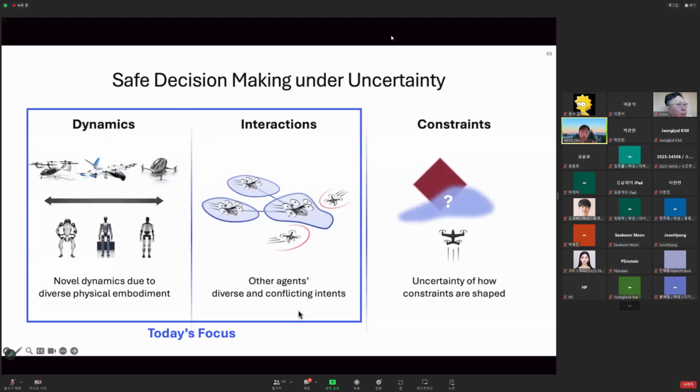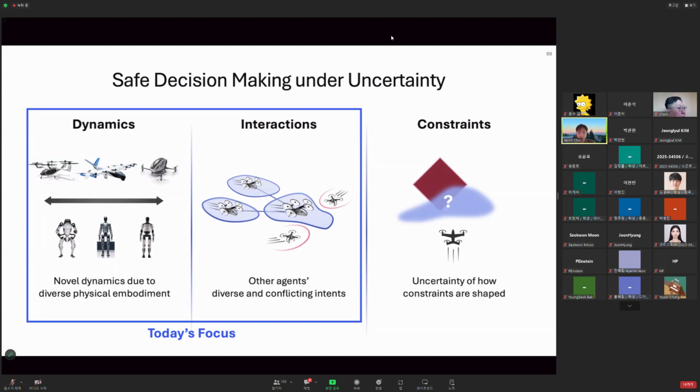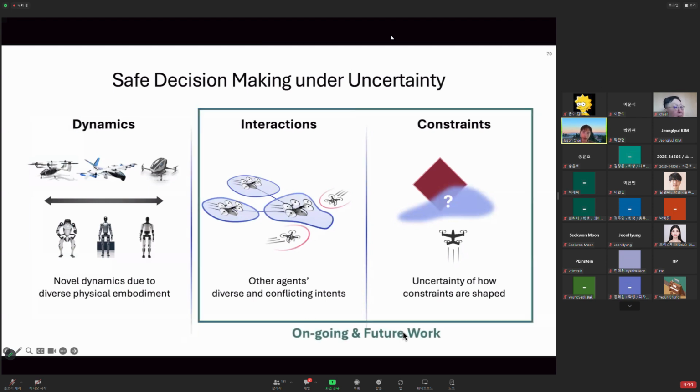So in my talk today, I mainly showed 2 challenges for safety. One with respect to the uncertainty in dynamics for the air taxi vehicles, and the other the uncertainty arising from the multi-agent interaction. But there are a variety of uncertainty sources in safe decision-making problems for real-world autonomy, and all these uncertainty sources are still active research challenges that I want to solve in my ongoing work and my future work.